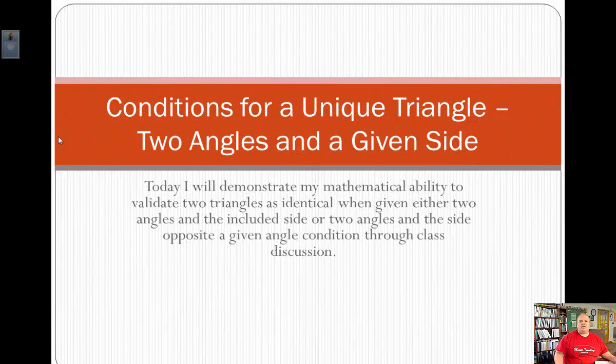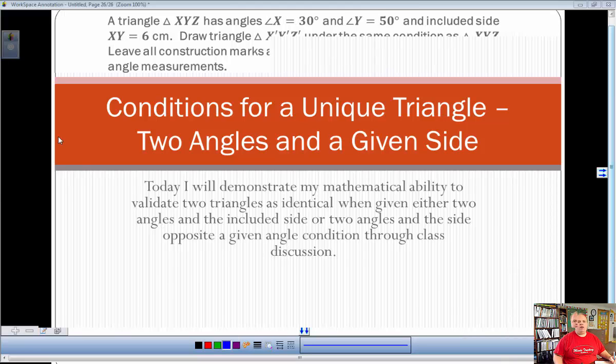Today we're going to look at some more conditions about unique triangles. Today we're going to look at particularly two angles and a given side. Your objective today: I will demonstrate my mathematical ability to validate two triangles as identical when given either two angles and the included side, or two angles and the side opposite of the given angle condition, through class discussion. Let's go ahead and jump right into our lesson for today.